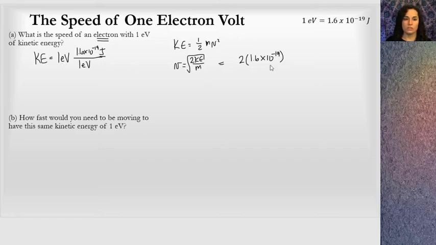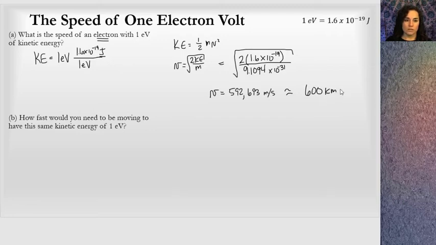You cannot use eVs. I'm going to divide by the mass in kilograms, so that for an electron, if you don't know off the top of your head, it's 9.1094 times 10 to the negative 31st kilograms. And then I'm going to remember to take the square root of that. And when I run this through the calculator, after 1 eV of kinetic energy, we get 592,693 meters per second, which I approximated to be 600 kilometers per second, which is a pretty good clip.